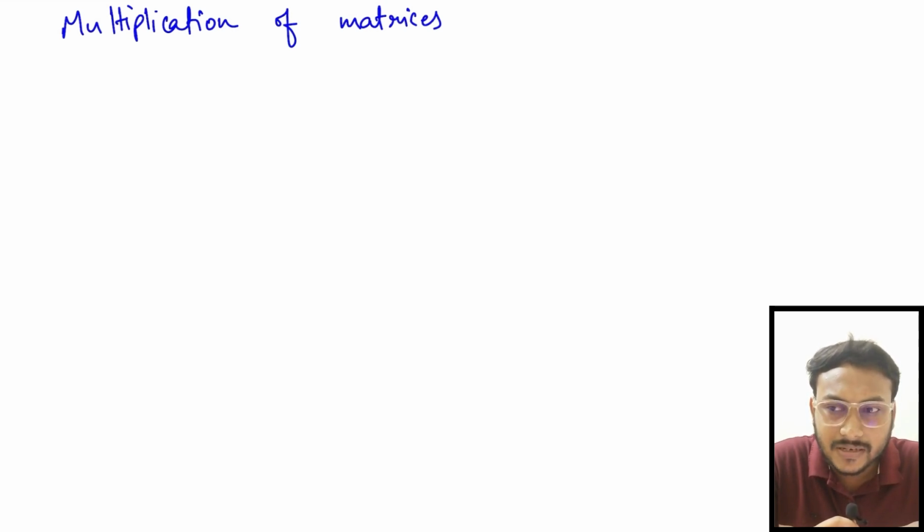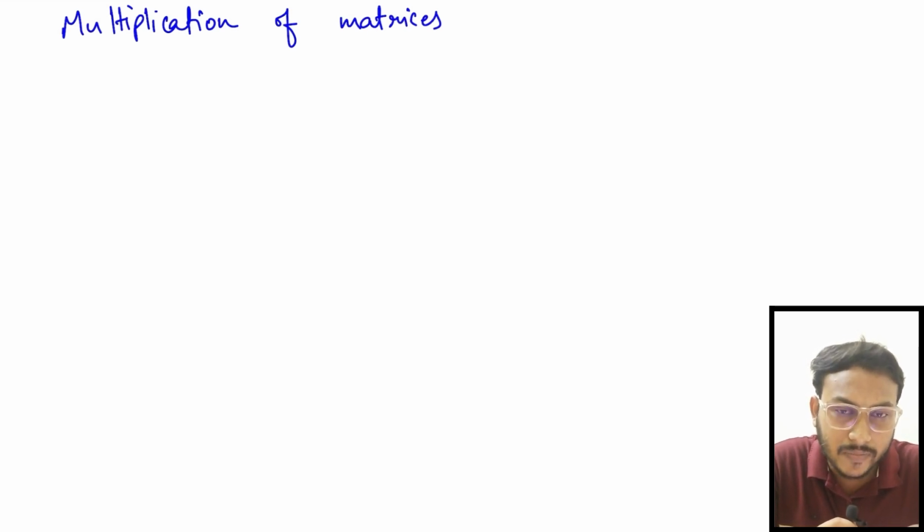Now we will learn. Previously we have seen how to add two matrices, then how to find the difference of two matrices, then how to multiply a scalar with a matrix. In the next, we will see multiplication of two matrices. That means we will multiply two matrices.